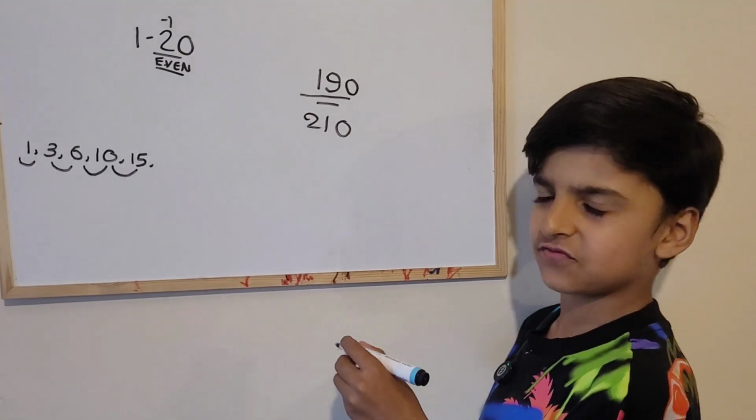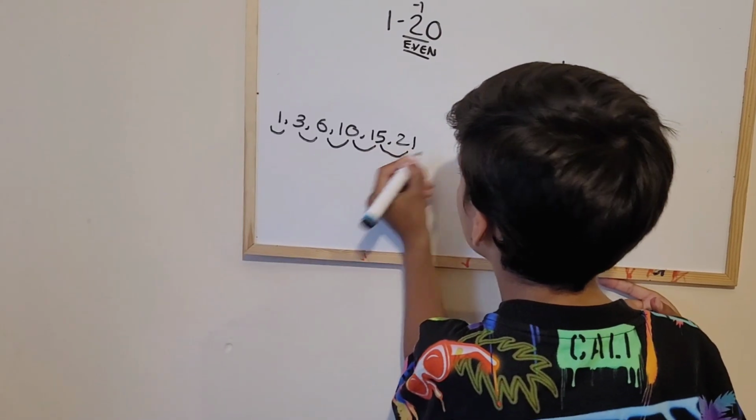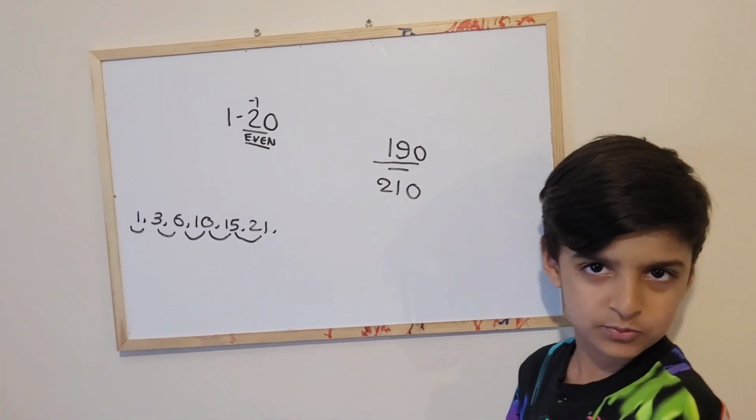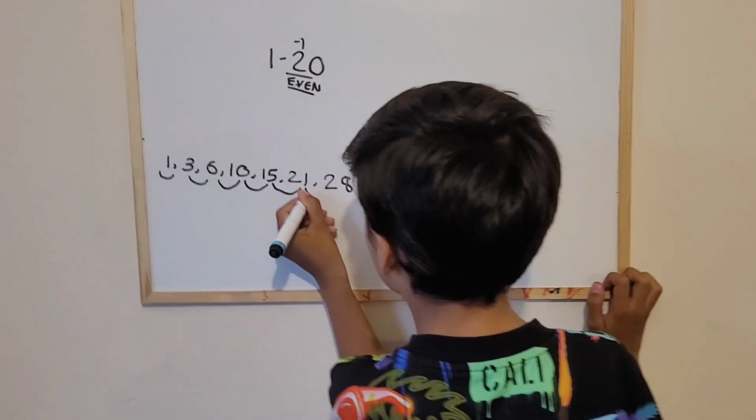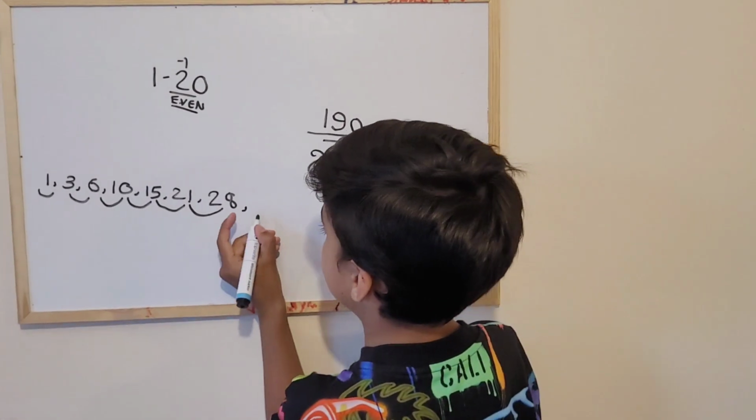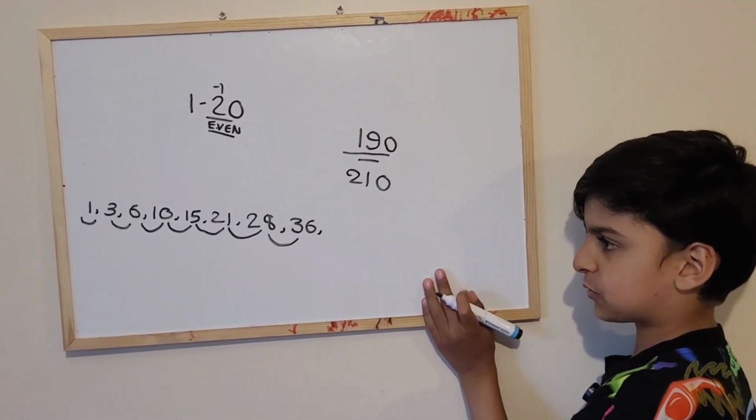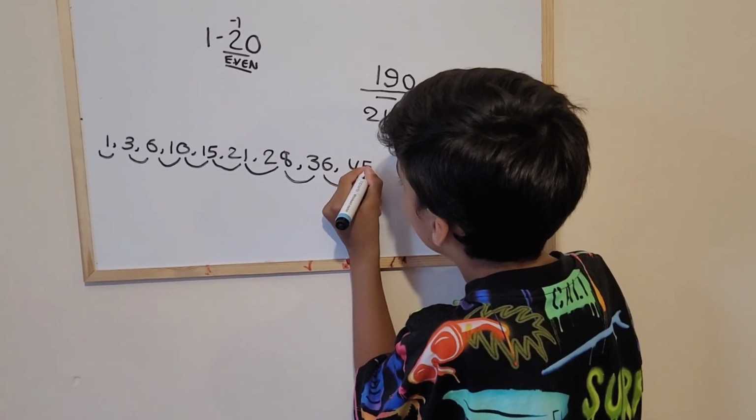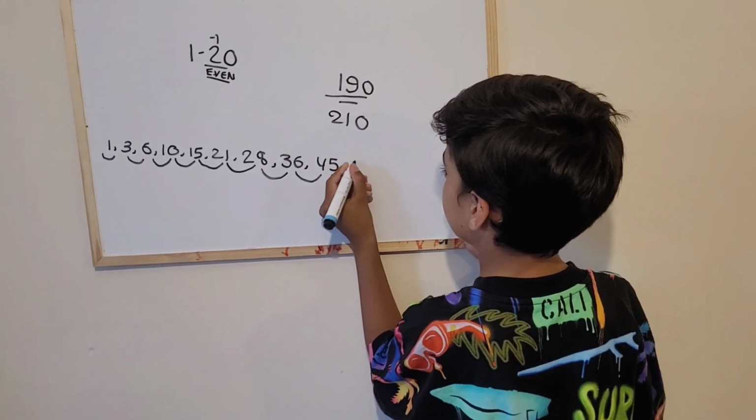6 step squad is 5 step squad plus 6, 21. 7 step squad is 6 step squad plus 7, 28. 8 step squad is 7 step squad plus 8, 36. 9 step squad is 8 step squad plus 9, 45. And 10, you add the last digit, is 55.